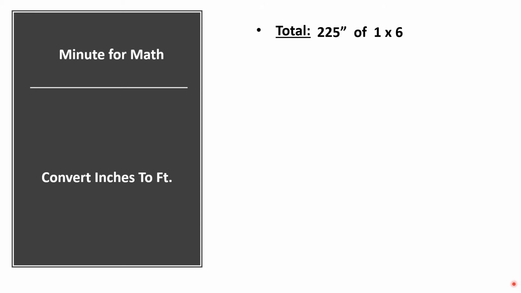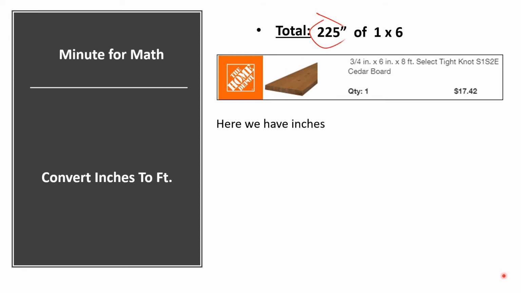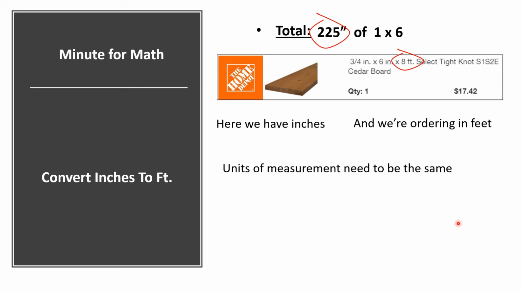All right, we know we got 225 inches total of 1x6s. That's what we got. All right, but we're ordering in feet. The boards are 8 feet. So when we're calculating distances, lengths, whatever, if it's area, volume, whatever it is, you got to have units of measure that are the same. They got to be common units of measure.